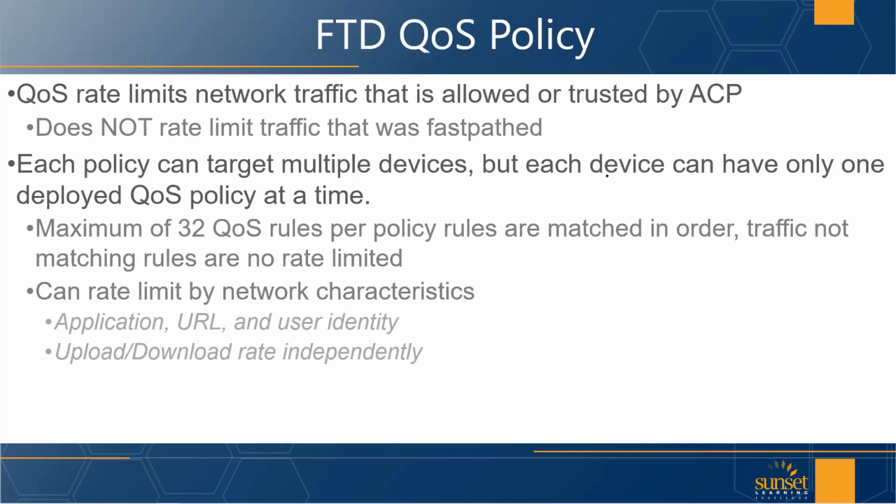QoS policy. So the QoS, quality of service, right, is going to rate limit traffic that's allowed or trusted by your ACP. Again, it does not limit what was FastPath, because FastPath traffic bypasses Snort. This all happens in Snort. We can have a policy target multiple devices, but we can only have one QoS policy at a time, and 32 rules max in that. And you can limit by applications. We can limit upload and download.